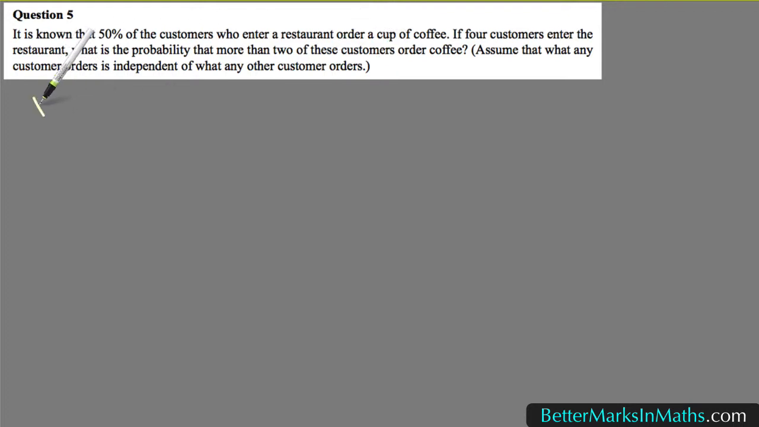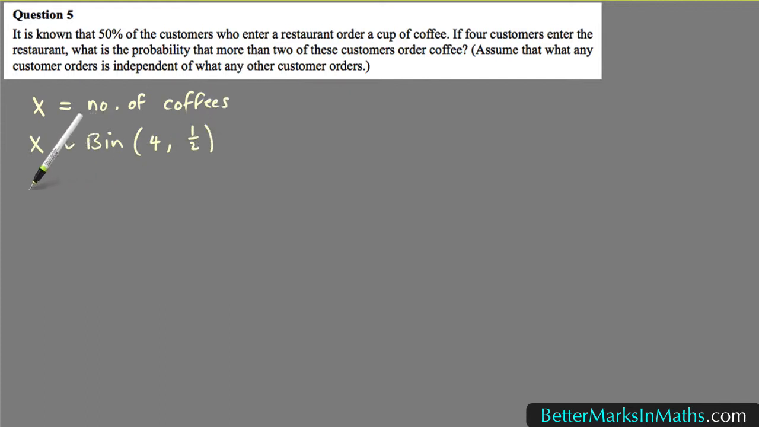Those 3 conditions, success or failure, constant probability of success, and independent trials, are in this question, which means that if X is the number of people who order coffee, so number of coffees, then X in fact is a binomial distribution with N being the number of trials, which is 4 customers, and probability of success, the probability of ordering a cup of coffee, is 1/2.